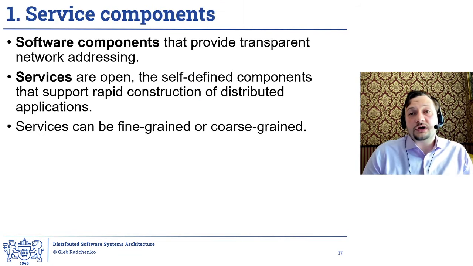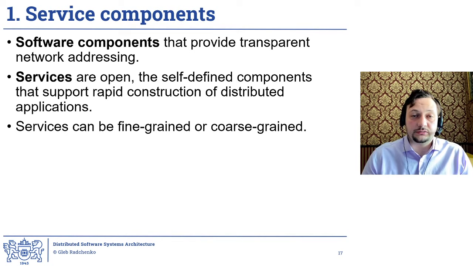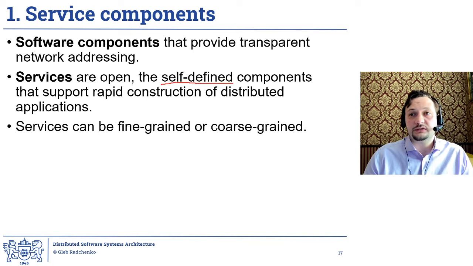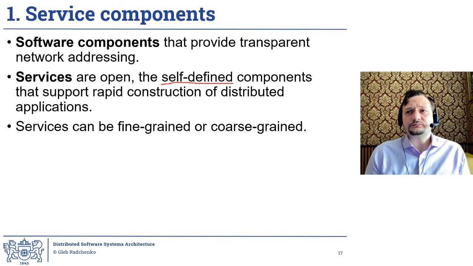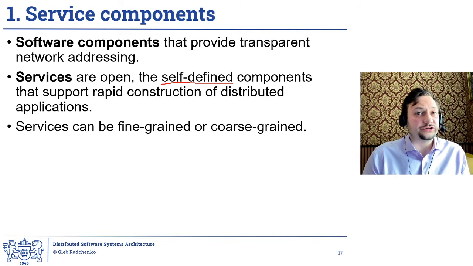So service components provide transparent network addressing. They use standard HTTP URIs to address each other. And services are open, self-defined components that support rapid construction of distributed applications. We will talk more about the self-defined components later when we describe what the contracts of the services are. Here, what I can say is that services can be fine-grained and coarse-grained.